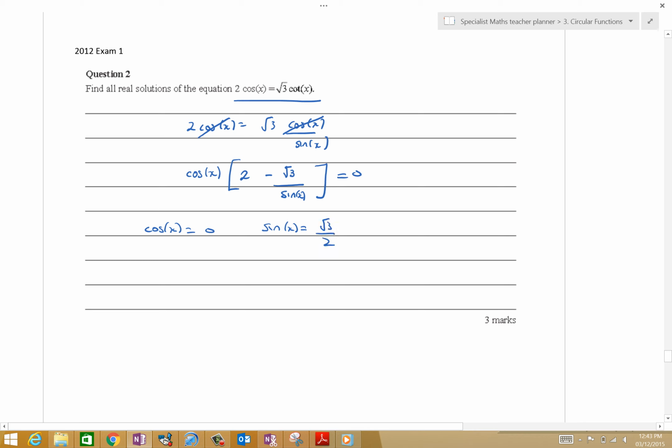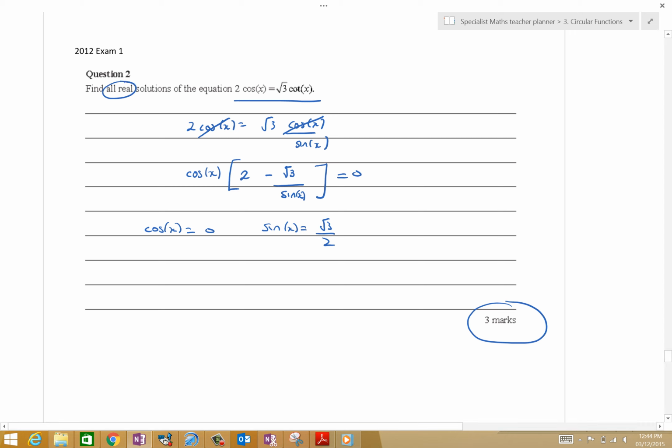Okay, now you might go, hang on a minute, this isn't that bad, 3 marks. This is one of the worst done questions ever. Because what can you tell me about the question? Have they given us a domain? No, they have not. So we're going to have an infinite amount of solutions, aren't we? Okay, it's really important. Find all real solutions.